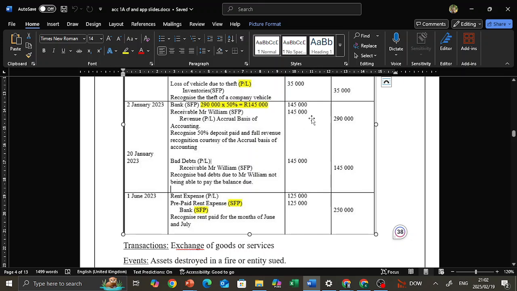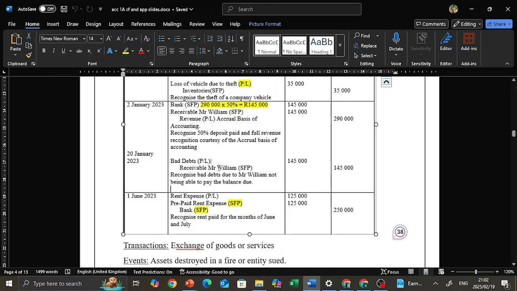Don't worry. But I need you guys to understand how journals are working for the homework that I asked y'all to submit. This is your format. Recognize 50% deposit paid and full revenue recognition, courtesy of the accrual basis of accounting. You see, we even tell them what's happening in this transaction and we give a shout out to the accrual basis of accounting. Like that's our brother. What did you say about my brother? That isn't a brother. You know that thing, nah, guys?